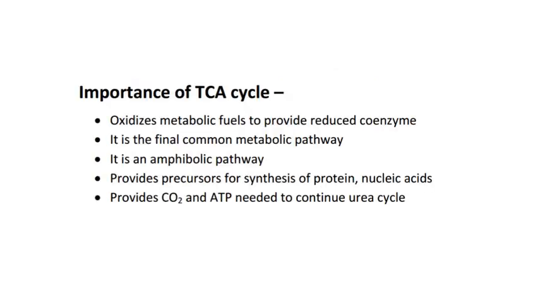Now we will learn the importance of TCA cycle. Firstly, it oxidizes metabolic fuels to provide reduced coenzymes. Then we learn that it is the final common metabolic pathway. We also learned that it is an amphibolic pathway. TCA cycle provides some precursors for synthesis of protein and nucleic acid. Lastly, it provides carbon dioxide and ATP, which is needed to continue urea cycle.